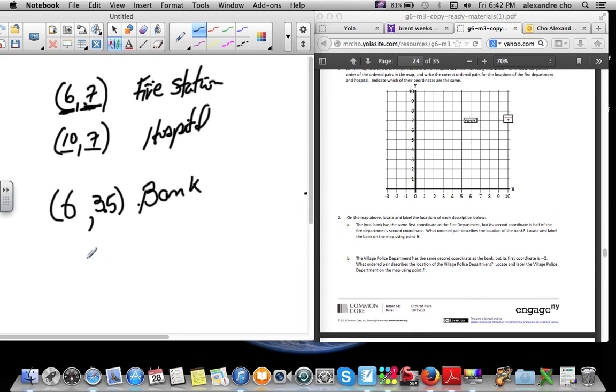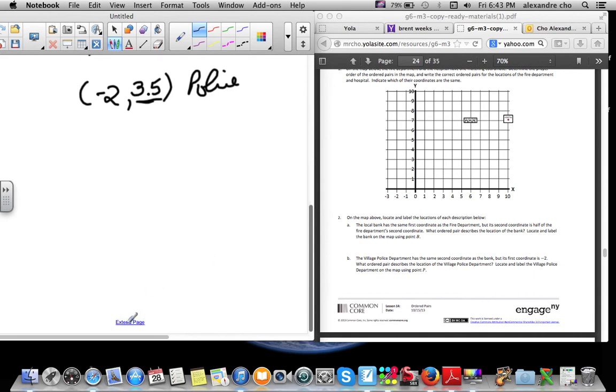Okay, bottom one. There's a police station as well. The police station has the same second coordinate as the bank. So the bank's second coordinate is 3.5, so the police station also has 3.5 as its second coordinate, but its first coordinate is -2. So the police station is a little bit further away. It's on the opposite side. It's 2 spaces to the left, and 3.5 going up, right about there. And you can call that point P.